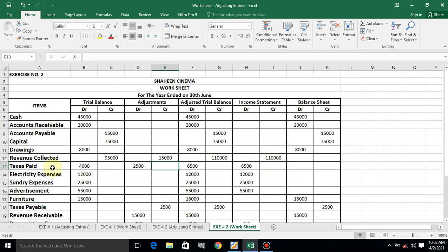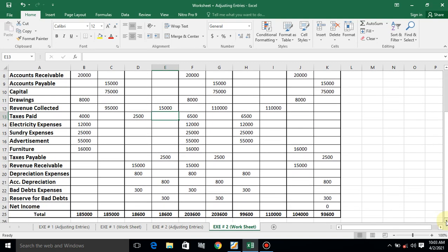Then taxes paid, meaning tax expense, is also an income statement item, that's why we have mentioned it. We have taken the value from the adjusted trial balance. Then electricity expense, sundry expenses, advertisement, these are also income statement items, so that's why we have taken these figures from the adjusted trial balance and have written them in the income statement. Then furniture is a balance sheet item, so we have skipped it. Then taxes payable is also a balance sheet item, we have skipped it. Revenue receivable is also a balance sheet item, that's why we have skipped it.